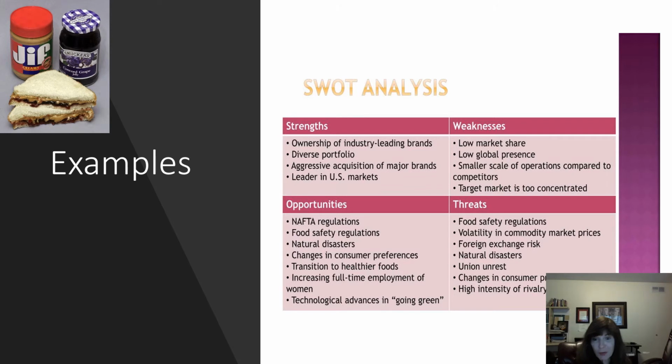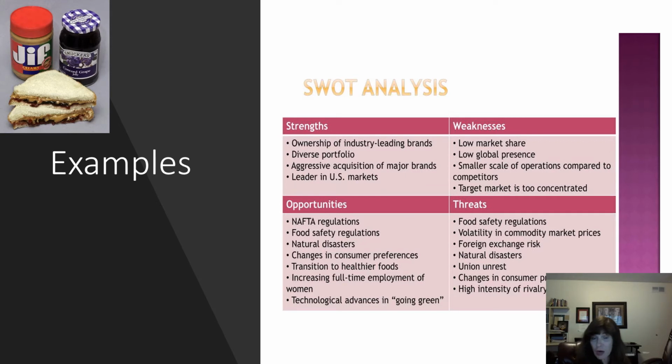Here is an example of a SWOT analysis. I must have made this when I needed lunch or something, but it's from Smuckers of Orrville, an Ohio-based firm, and they acquired Jif. So that was a complementary type of acquisition. If you look at the strengths and weaknesses, let's start there. A strength is the ownership of an industry-leading brand. And then they have a diverse portfolio. So that's a strength, because we can balance out our revenue streams with our portfolio.